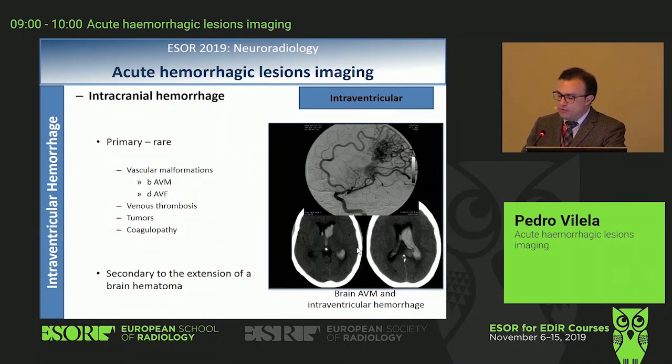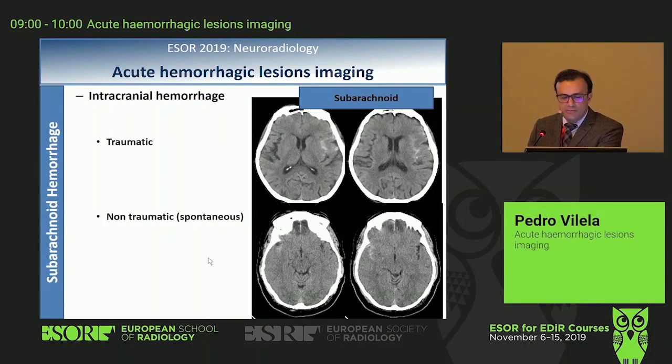Vascular intraventricular hemorrhages are rare. They are more commonly associated with vascular malformations, brain AVM or dural AVF. In this case, a brain AVM with deep venous drainage into the deep venous system with intraventricular hemorrhage. And they can also be secondary to extension of a brain hematoma that ruptures inside the ventricle.